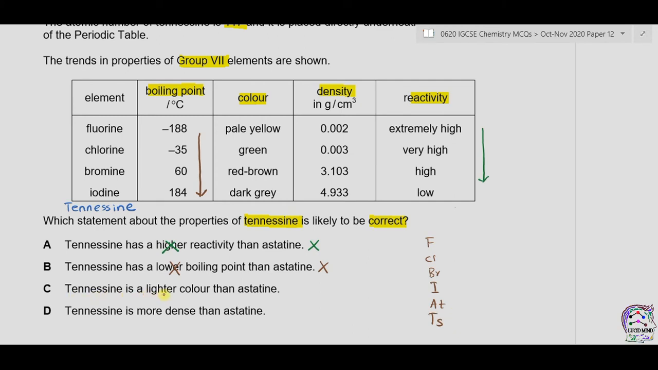C. Tennessine is a lighter color than astatine. As we can see that the color becomes darker down the group. So therefore the color of tennessine will be darker as compared to astatine. So C is also incorrect. D. Tennessine is more dense than astatine, as the density increases down the group. So therefore tennessine would have higher density as compared to astatine. So D is correct. The correct option is therefore D.